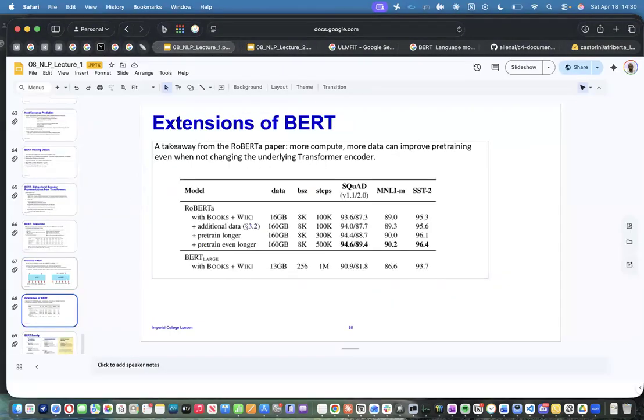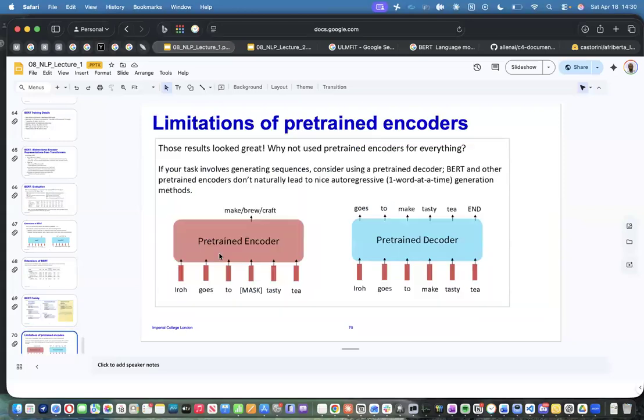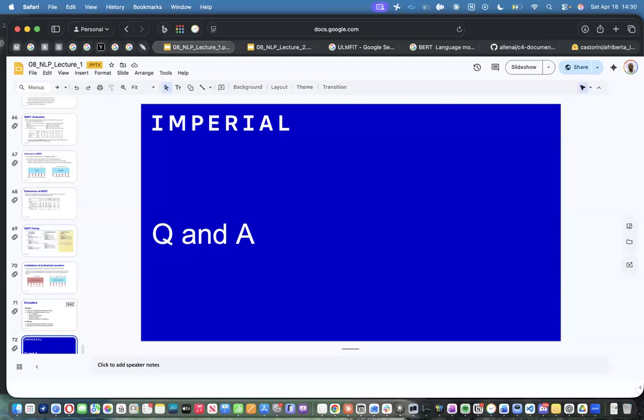So that's why we also talked about AfriBERTa. So yeah, this is it briefly. I think some people are saying they were not here yesterday, last week. But yeah, this is it. Any questions?